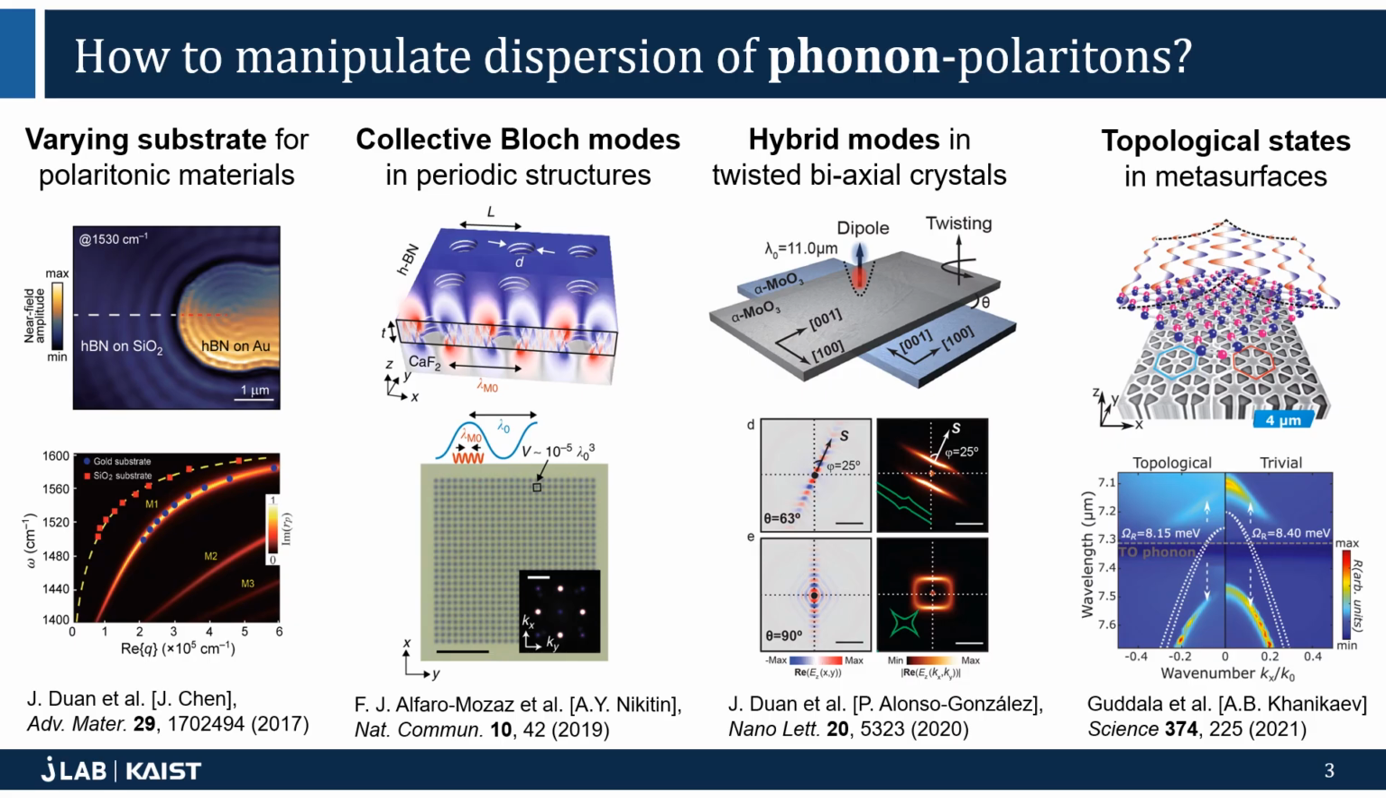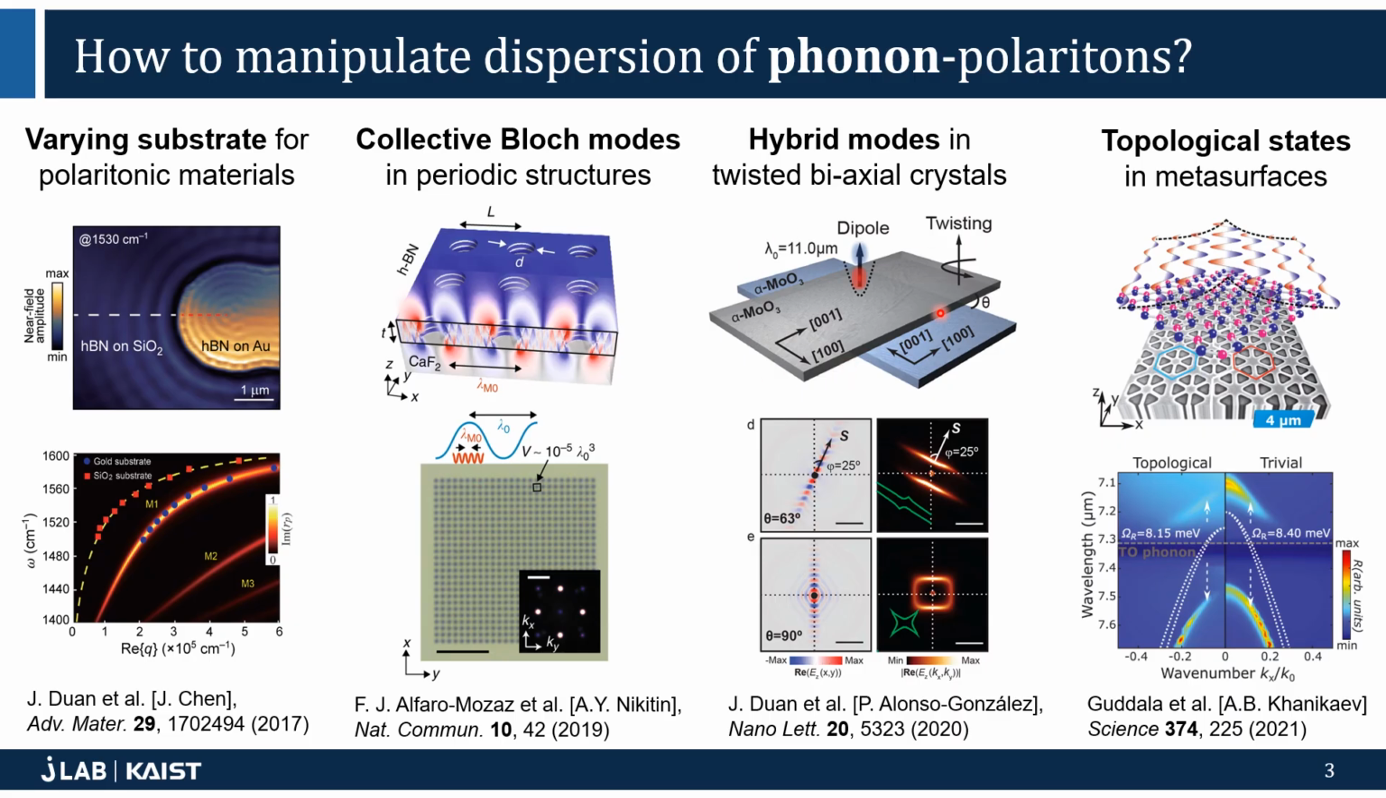So far, several methods to manipulate dispersion of mid-infrared phonon polaritons have been suggested. The most straightforward approach is to leverage the dependency of the dispersion on the refractive index of the substrate. For example, momentum of phonon polaritons in hexagonal boron nitride approximately doubles when hBN is on gold compared to silicon dioxide. Then, one can create a polaritonic crystal by periodically patterning the van der Waals crystal or the substrate. In this case, phonon polaritons may form collective Bloch modes with non-trivial dispersion.